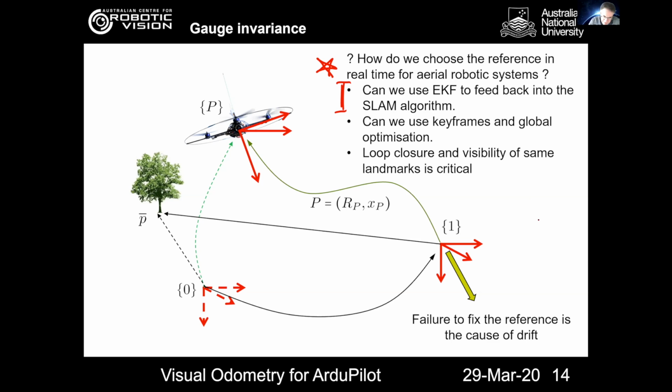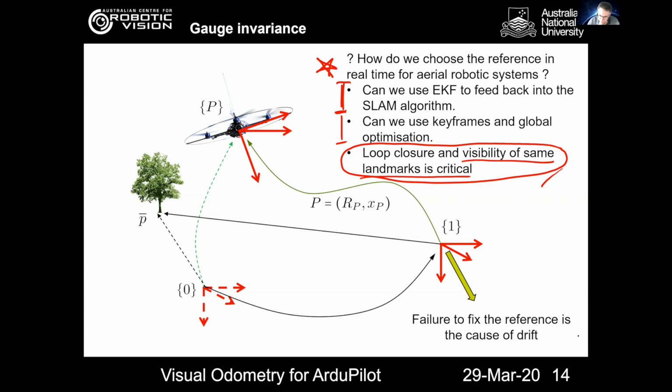So similarly, there are some questions around, can we use some keyframes and global optimization? So I won't talk about that. But this final point, I guess, is the situation where you can probably solve this reasonably well, where you get what we call loop closure, or critically, visibility of the same landmarks. So if, for instance, you're using visual odometry during a takeoff scenario, where you take off and then you loiter over the same environment where you continue to see the same points, then we've got a chance of solving this, right? Of basically being able to lock down a fixed reference in a sensible way.